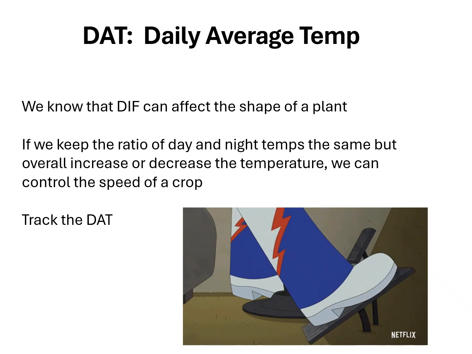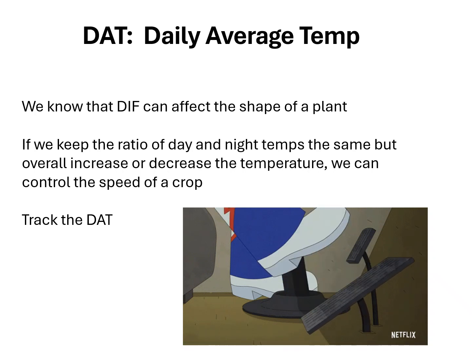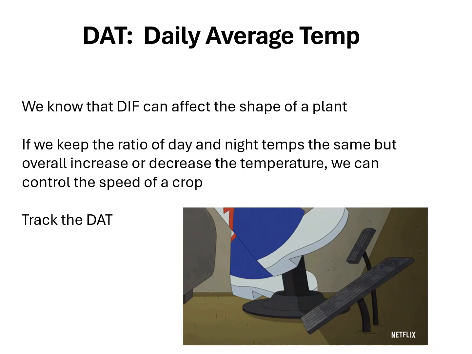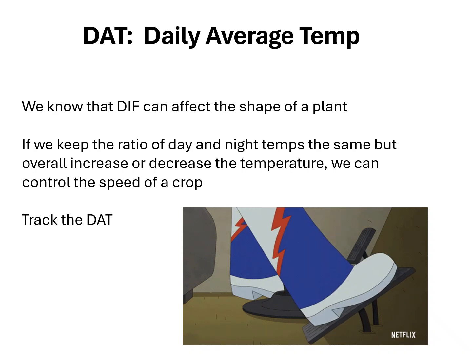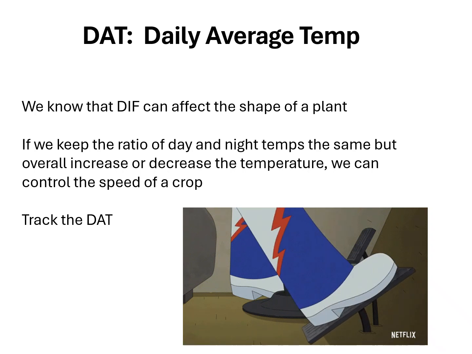Another thing that we have with crops and temperature is something called the daily average temperature. So we know that DIF, as I just finished saying, affects the shape of a plant, right? Negative DIF keeps it compact. But what if we keep the ratios the same and we just raise and lower it? That's what the daily average temperature is all about. This is probably a number that growers pay more attention to because it affects the overall speed of a crop.